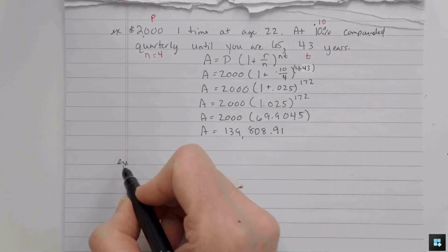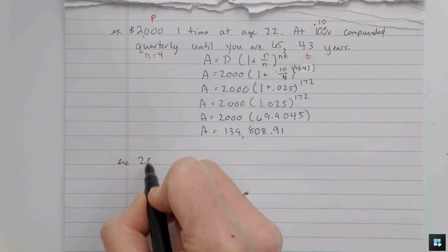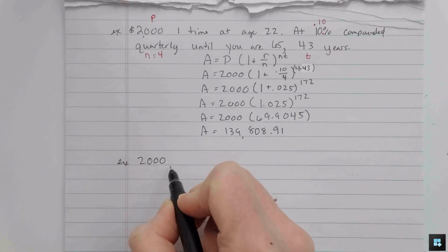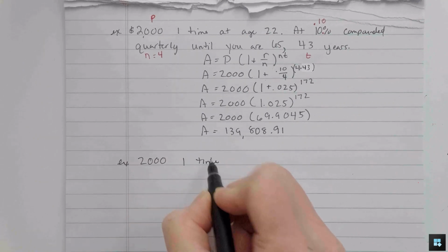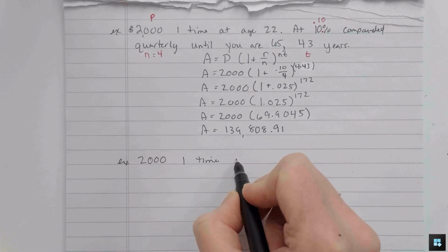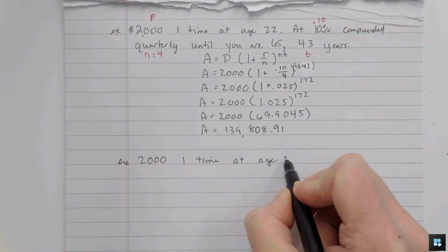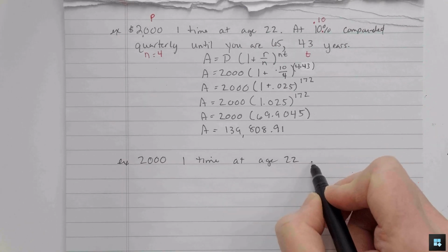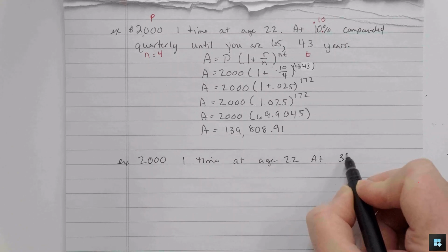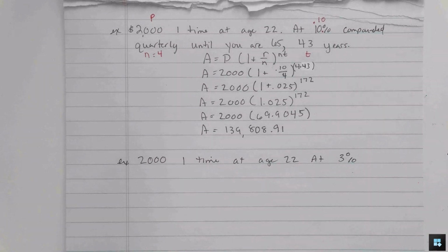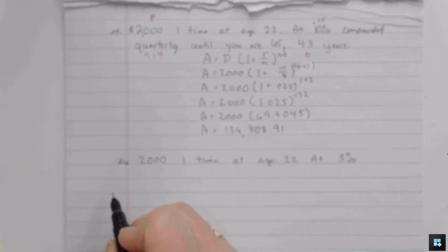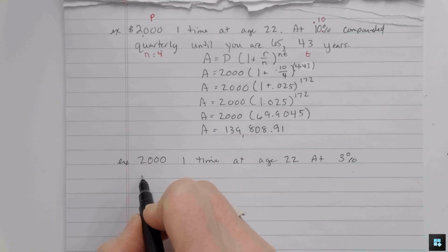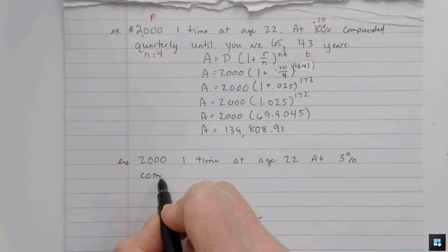Here, let's try another example. How about if we still put the $2,000 in one time? We're not doing it year after year. This is just a one-time deal at age 22. But this time we'll have a smaller percent, just 3%. We put it in something that's not as risky. A CD is not risky. It's pretty secure, secured by the federal government. And say that's compounded semi-annually.